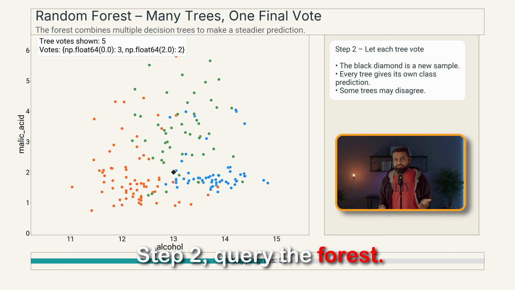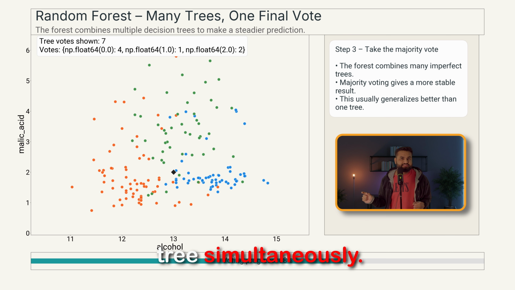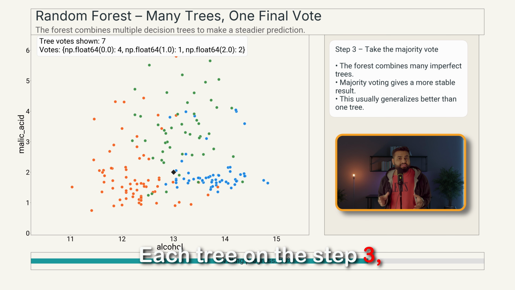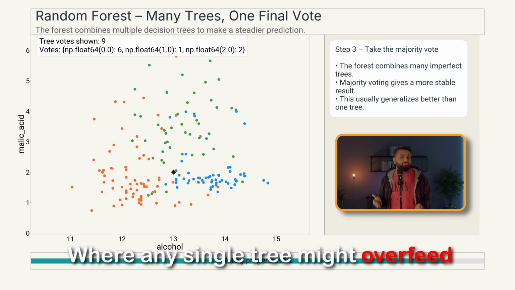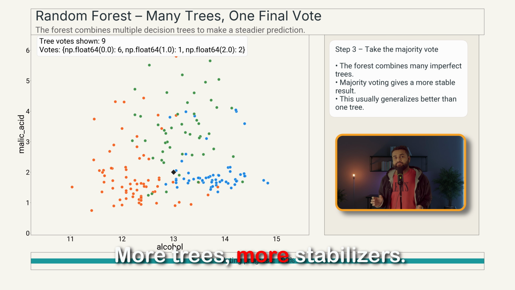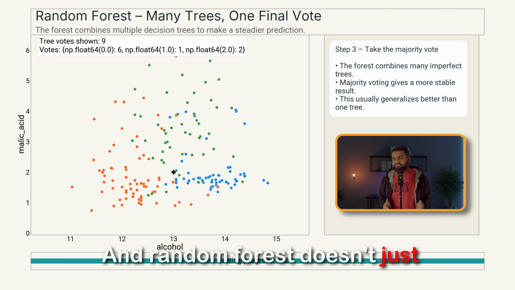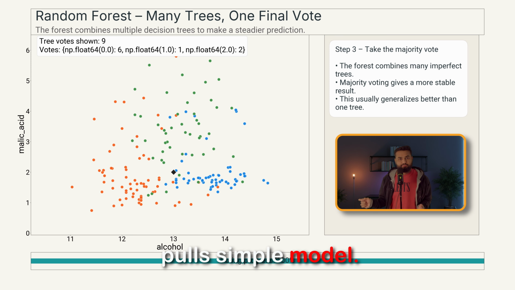Step 2, query the forest. A new unknown PE file arrives, a potential malware. We send it down every tree simultaneously. Each tree votes. Step 3, all nine trees have voted. The majority class wins the final label. Where any single tree might overfit or make a mistake, the ensemble corrects itself. More trees, more stabilization. Random forest doesn't just classify, it resists the noise that fools simple models.